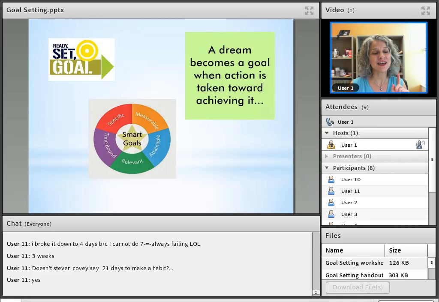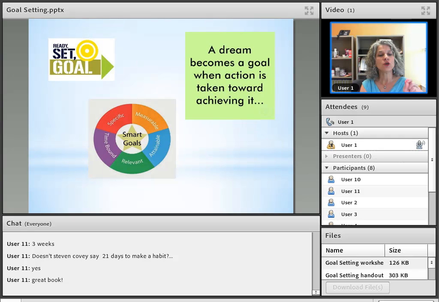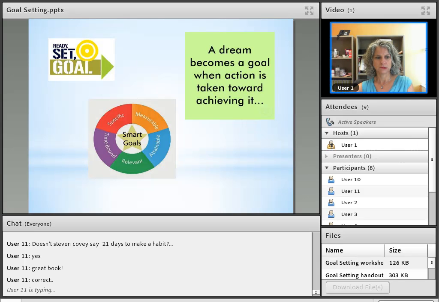Probably so. Stephen Covey probably said, I'm reading his book, 7 Habits of Highly Effective People, right now. Okay, yes, it is a great book. So what Kristen means is you want to journal, food log, 4 days a week, every week for 3 weeks, correct? Correct, okay.